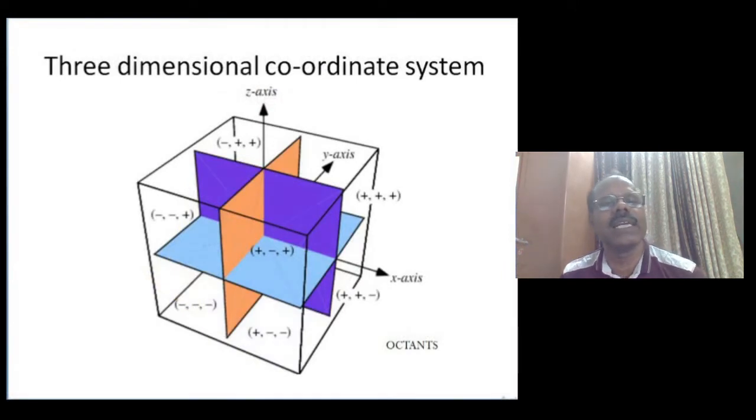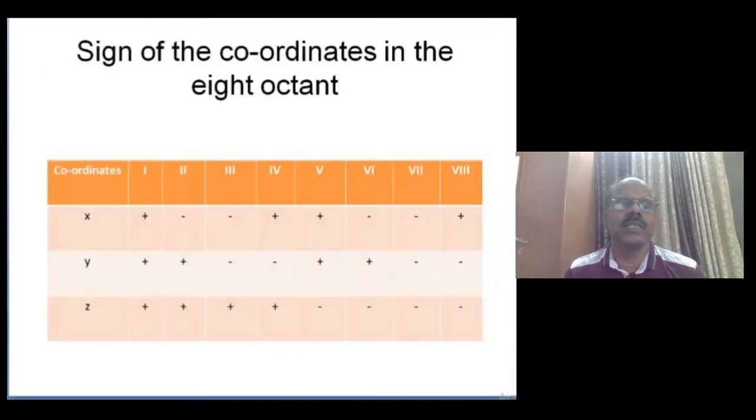Then let us come to the three-dimensional coordinate system. The three-dimensional coordinate system actually has three planes. Apart from the x and y planes, the z plane is also there, and with respect to the horizontal xy plane, four parts are there above the plane and four parts are there below the plane. So it means it is dividing the space into 8 parts, and each part is known as an octant.